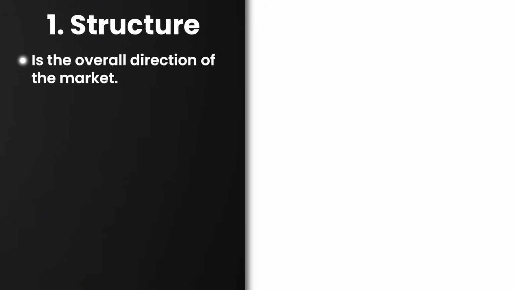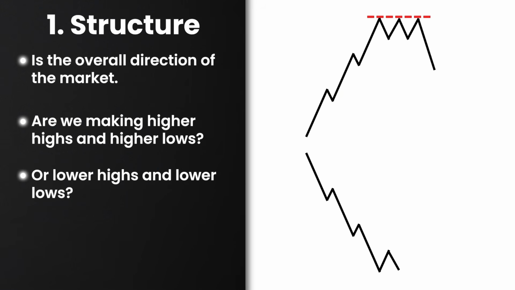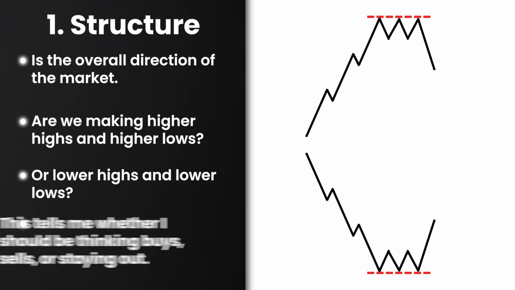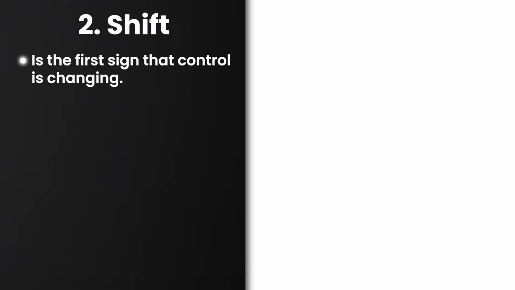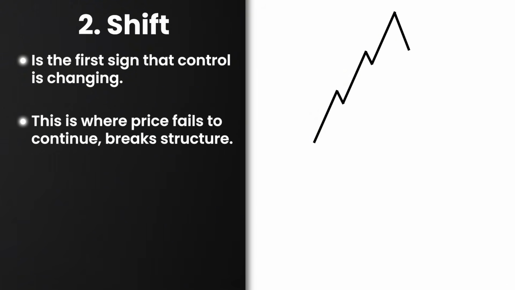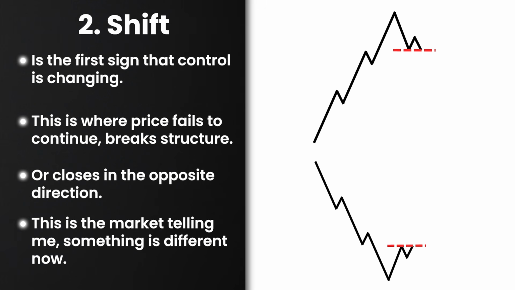So let me quickly explain what each one means. Structure. Structure is the overall direction of the market. Are we making higher highs and higher lows, or lower highs and lower lows? So this tells me whether I should be thinking buys, sells, or staying out. Then we have shift. This is the first sign that control is changing. So this is where price fails to continue, breaks structure, or closes in the opposite direction. This is the market telling me something is different now.